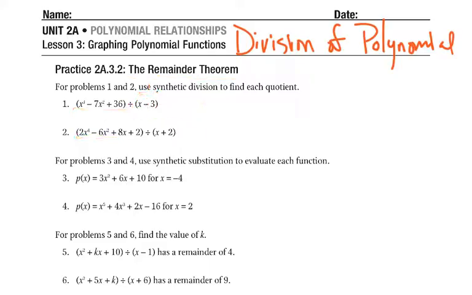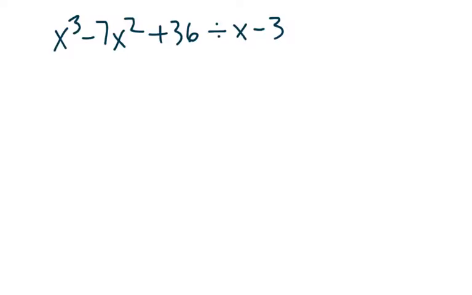Now, there's two ways to divide polynomials. Well, technically there's only one way, but there's two ways we can do it. There's the longhand way, or what we call synthetic division, which is basically the same thing but in a shortcut form. Now, it doesn't matter which one you like. For question 1, though, I am going to show you both. So this would be the long division, longhand way.